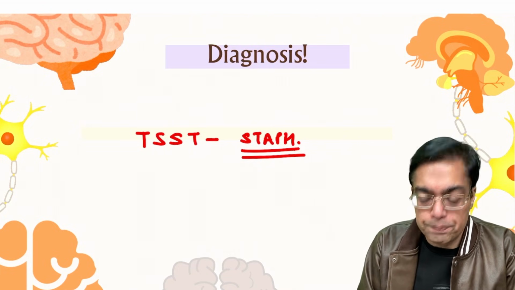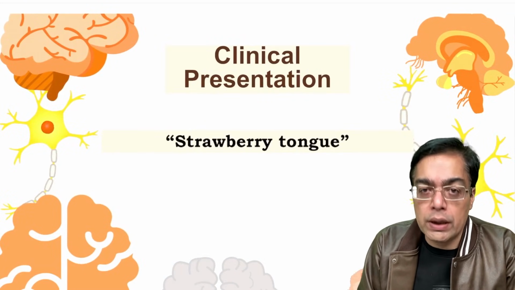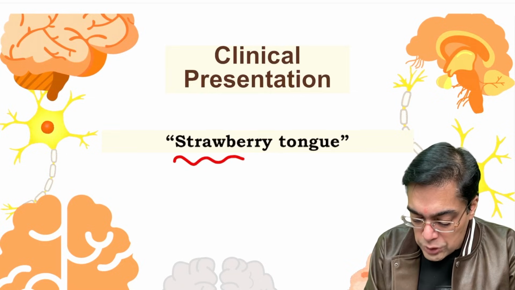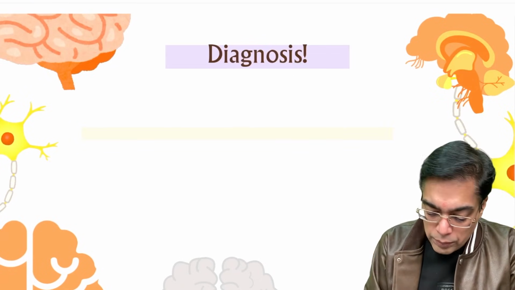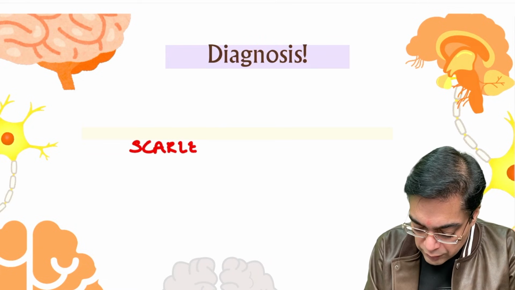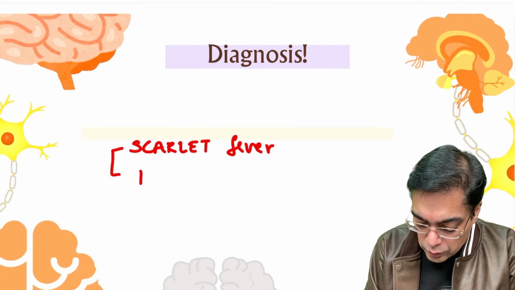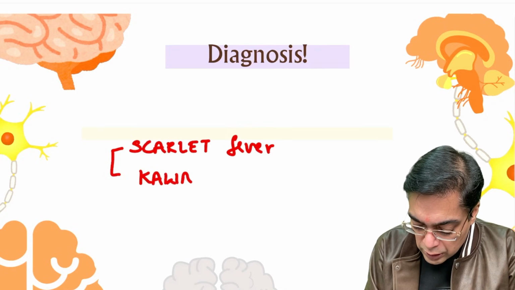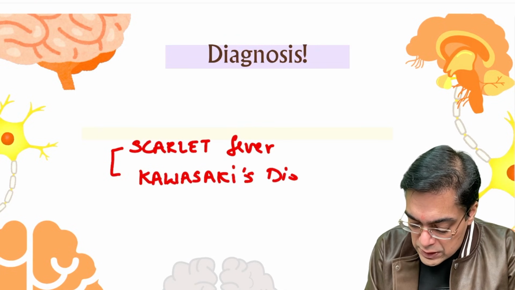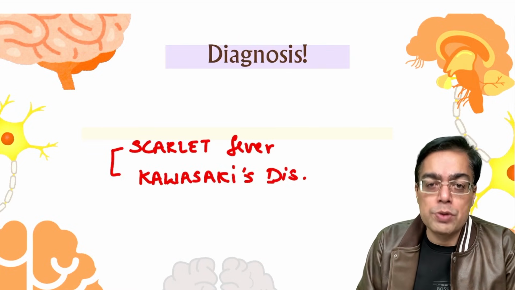The next one talks about a patient who has a strawberry tongue. The moment the question mentions strawberry tongue, two things should come to your mind. One, in the differential diagnosis, is scarlet fever. The second, in case of children particularly, is Kawasaki's disease. So there is a possibility that both of them can be given as options in the exam.